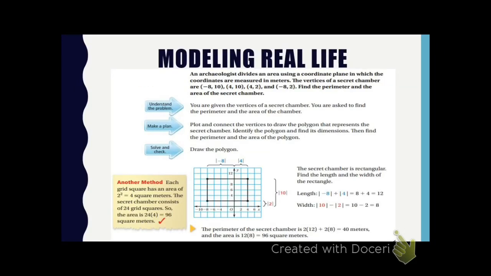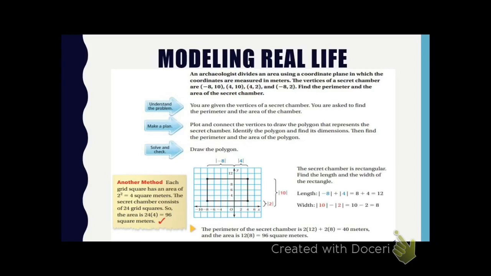All right, modeling real life. You think, oh, I don't understand when any of this will ever be useful. Well, let's look at a situation. An archaeologist divides an area using a coordinate plane in which the coordinates are measured in meters. The vertices of a secret chamber are given as 4 coordinates. Find the perimeter and the area of the secret chamber. Now we're going to take everything we've been learning in this section and use it to find area and perimeter.